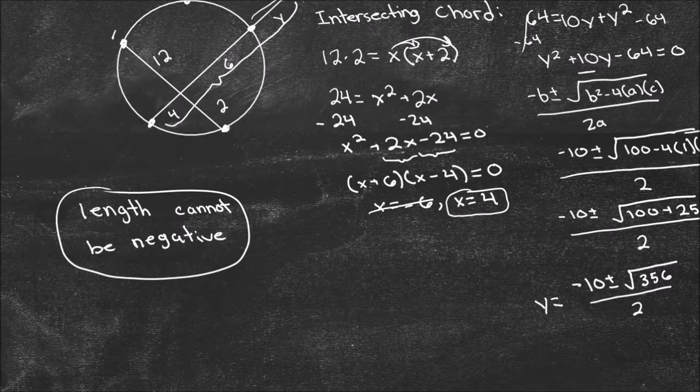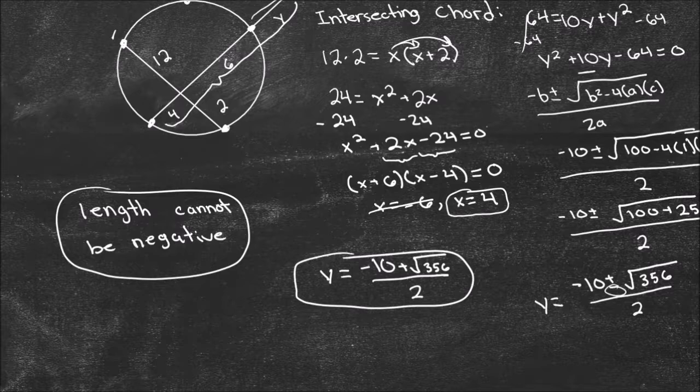Well, the square root of 356 is something greater than 10, right? So negative 10 plus something greater than 10 is going to be a positive number. But if I do negative 10 minus something greater than 10, so negative 10 minus like 16 or something, I'd get negative 26 divided by 2, which would be negative 13, which would be a negative. So this minus option is not going to work. That's going to give us a negative answer, which can't be right. So the only y is going to be negative 10 plus the square root of 356 divided by 2. That is our only solution for what y equals.